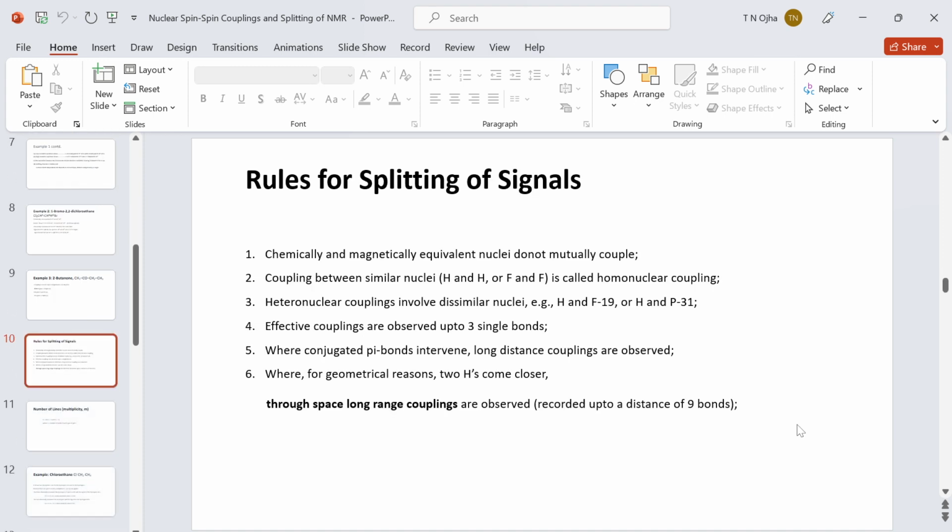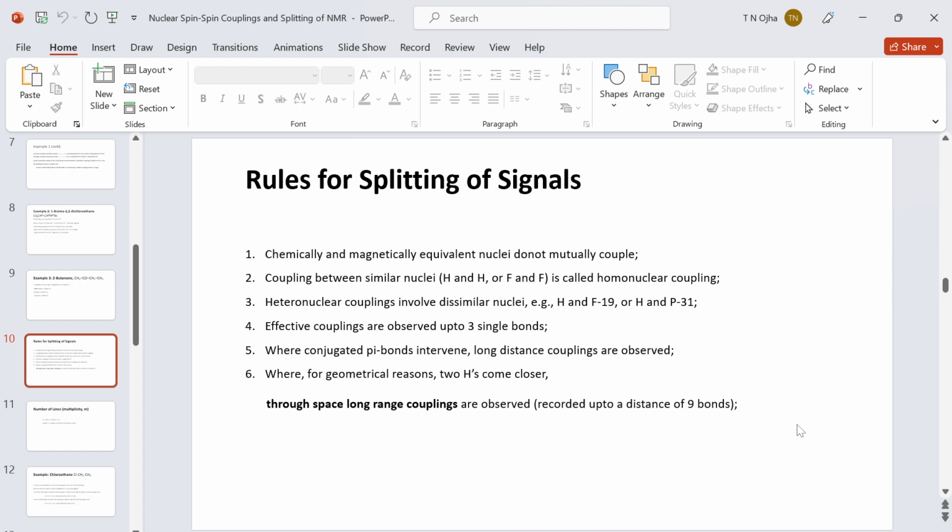Rules for splitting of signals. Chemically and magnetically equivalent nuclei do not mutually couple. Coupling between nuclei H, H or F, F is called homonuclear coupling. When both nuclei are the same type, it is called homonuclear coupling. Heteronuclear couplings involve dissimilar nuclei like hydrogen and fluorine, hydrogen and phosphorus, etc.